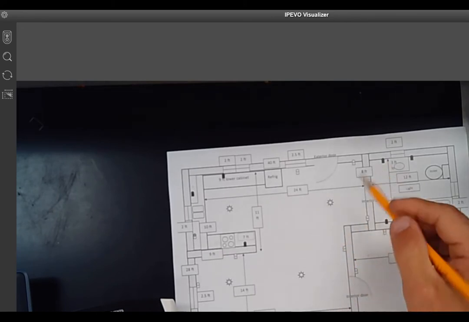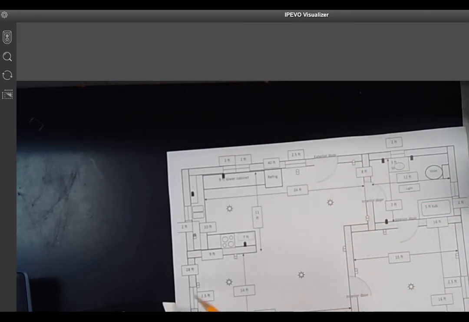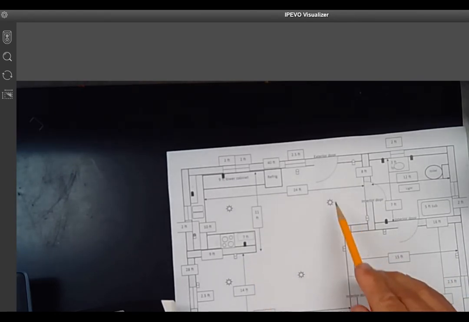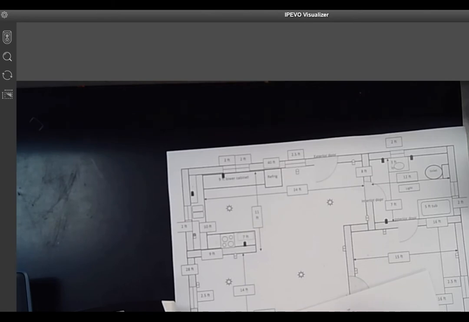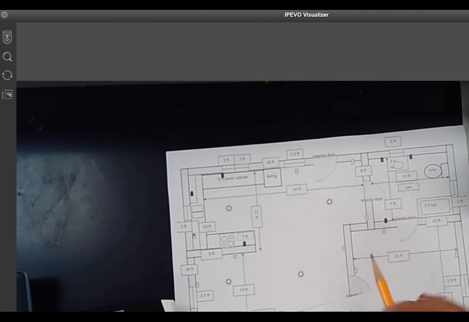Standard outlets, I have 1, 2, 3, 4, 5, 6, 7, 8, 9, 10. 1, 2, 3, 4, 5. That's 15. So I have 15 standard outlets. Next, I have 1, 2, 3, 4, 5 standard lights. 5 standard, and up here I have 1 fluorescent.